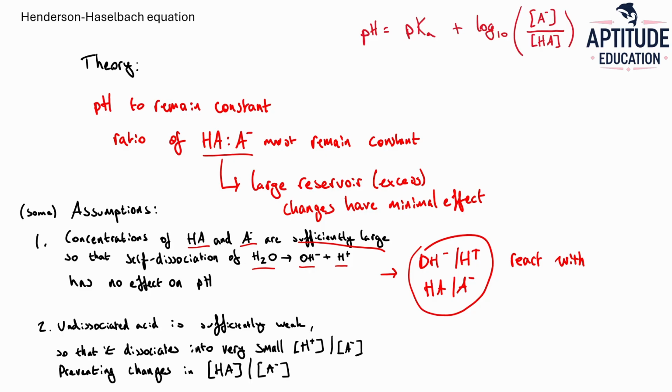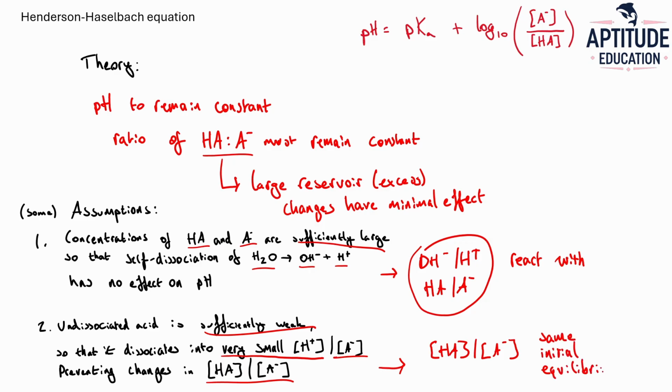Another assumption of the Henderson-Hasselbalch equation is that the acid used is sufficiently weak so that when our buffer reaches an equilibrium, that weak acid has dissociated into very small concentrations of H+ and its conjugate base. By dissociating, the concentrations of weak acid and conjugate base would change. But because our acid is sufficiently weak, the concentrations of our acid and its conjugate base will remain the same at the initial point and at the equilibrium point.